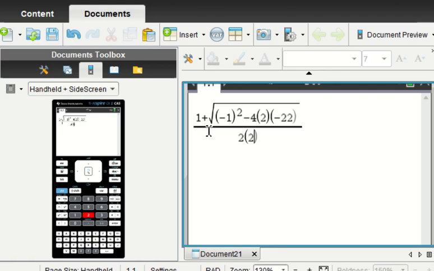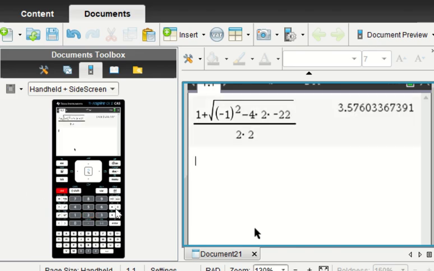Now, double check, make sure that what you put in the calculator looks exactly like what you're trying to find on your paper, because if you miss one of your signs, obviously everything you do after that will be wrong. So now we press enter, and we get 3.57. That's only one of our answers. Remember, I put a plus here. The other answer is going to have the minus.